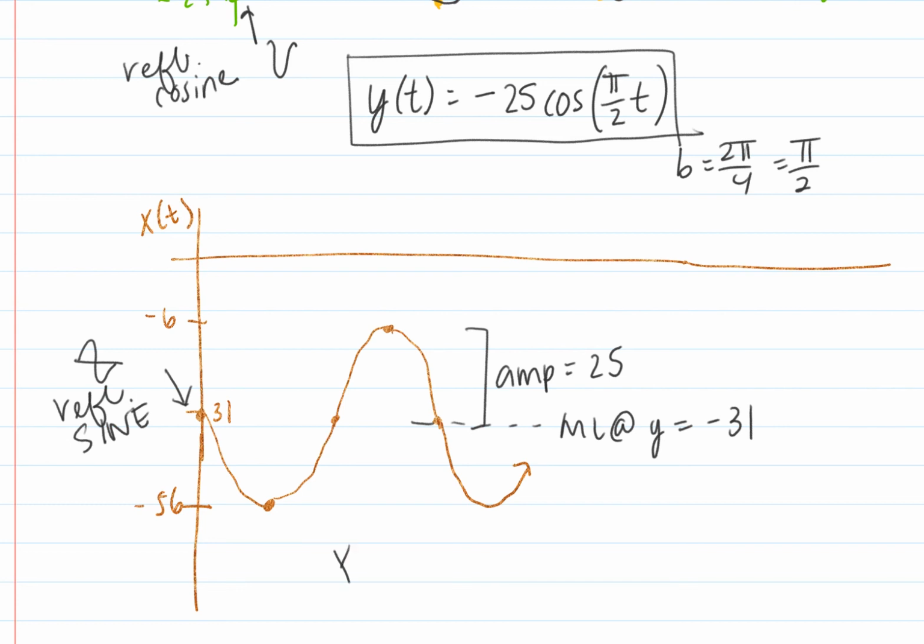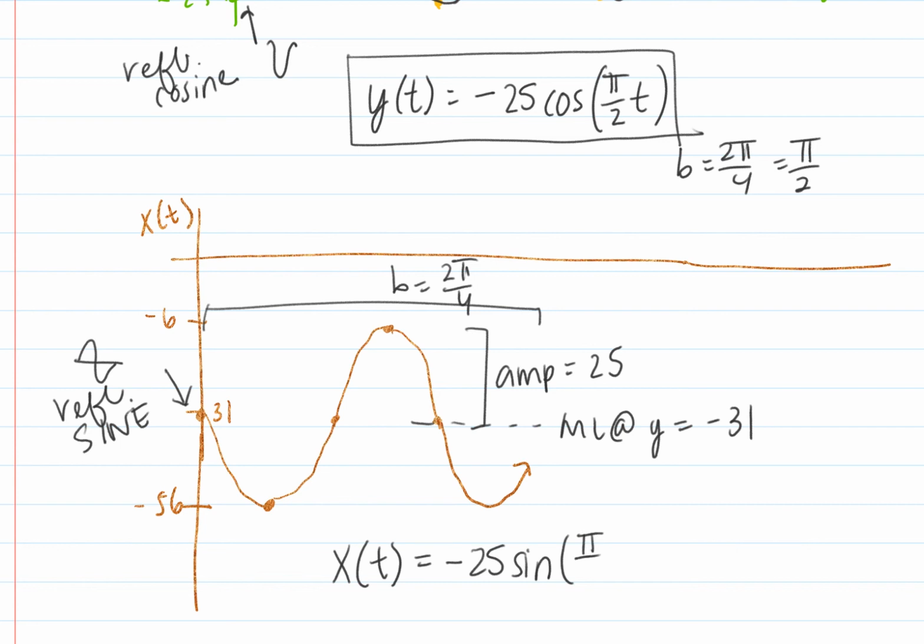So this is the function x of t. A little weird to have x be your dependent variable, right? x is acting as y this time. x is equal to negative, since it's been reflected across the x-axis, negative 25 times the sine of, my period is still 4, and so b would still be 2 pi over 4, which is pi over 2. So x of t equals negative 25 times the sine of pi over 2 t, minus 31.